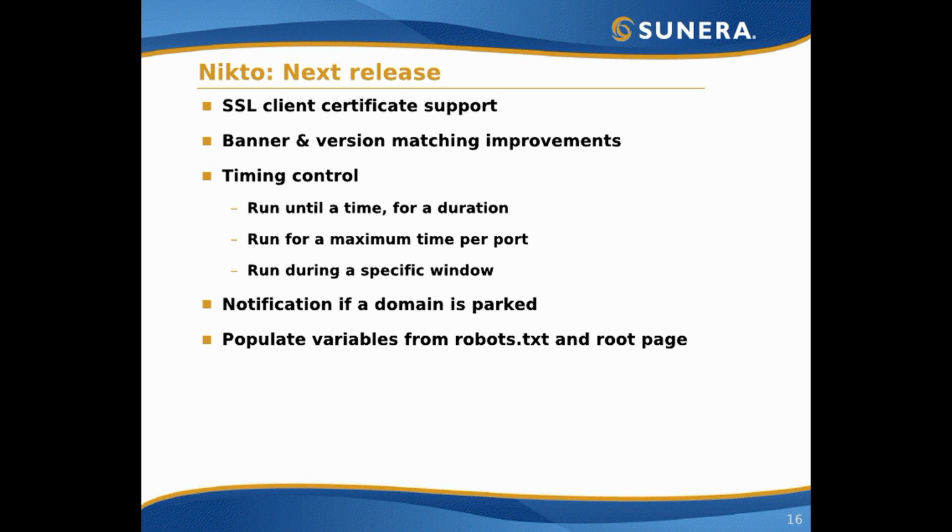One of the other new features is that if it sees a parked domain, like on GoDaddy or Google Ads or something like that, it'll alert you. It doesn't stop, but it tells you that you're actually just scanning Google and probably not what you're intending to. And some more variable population from various parts of the website. So if it sees, like, in robots.txt, if it says don't go in the WordPress directory, well, okay, there's WordPress, so now I'm going to use that variable in all my tests, instead of trying to figure out where WordPress is. I know right where it is now. So it's just a little smarter than the way it actually works now.